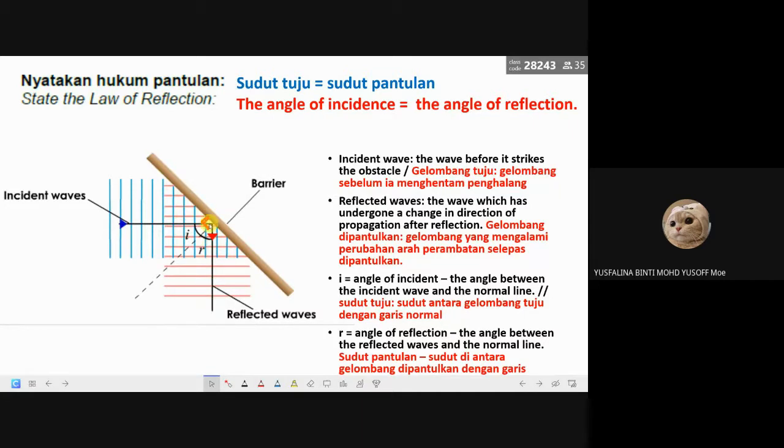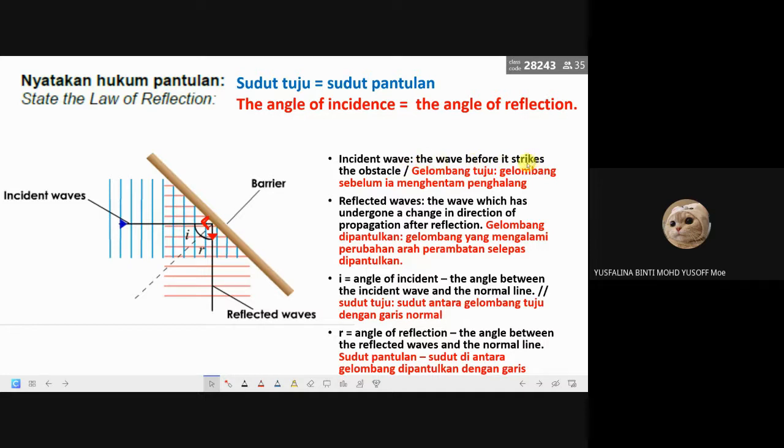The angle of incidence must be from the normal line to the incident wave. We call it I. While the angle of the reflected wave is from the normal line to the reflected wave. We call it R. So I is equal to R. This means that if I is 20 degrees, R also must be 20 degrees.